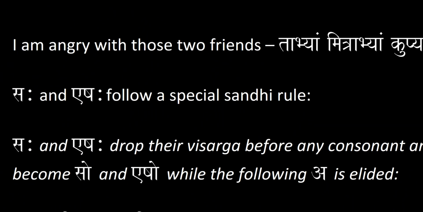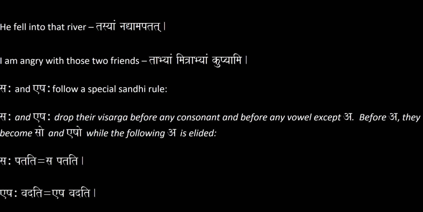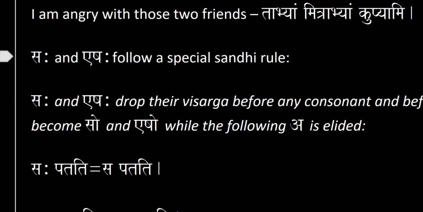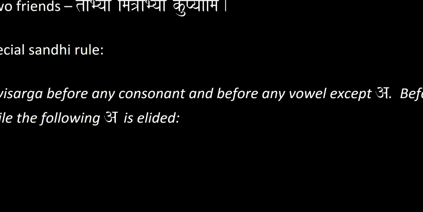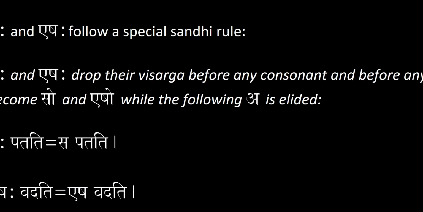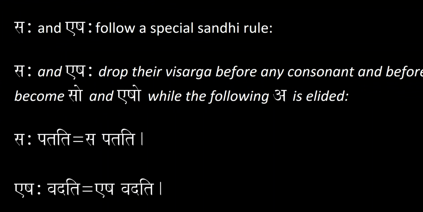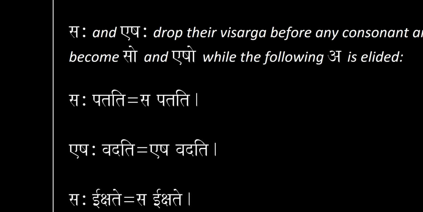Now, sah and eshah follow a special sandhi rule, and this is the sandhi rule. Sah and eshah drop their visarga before any consonant and before any vowel except a. Before a, they become so and esho, while the following a is elided. So, for example, again, before any consonant and any vowel, it drops. If you see an a, then it becomes an o, while the following a is elided.